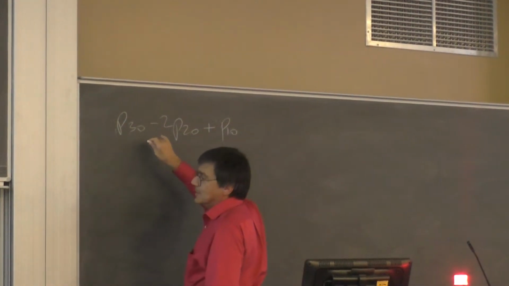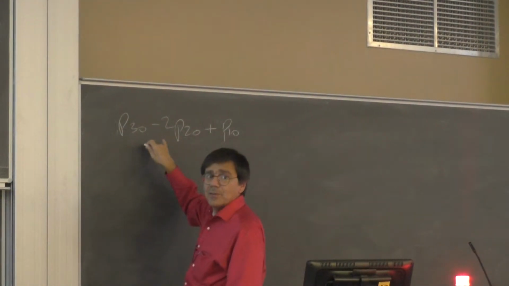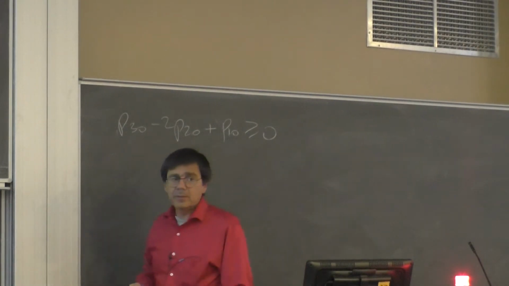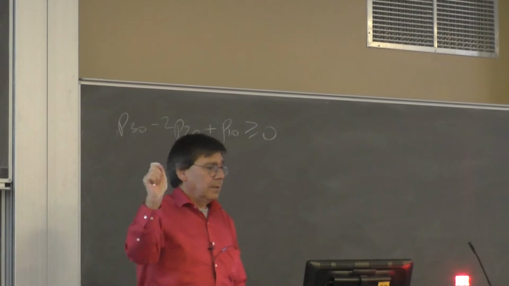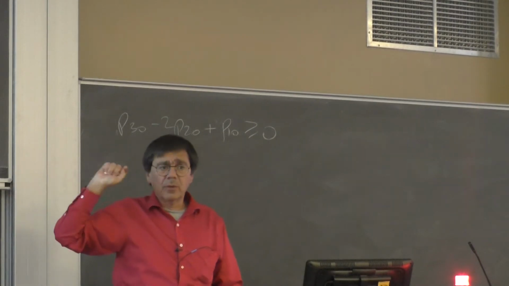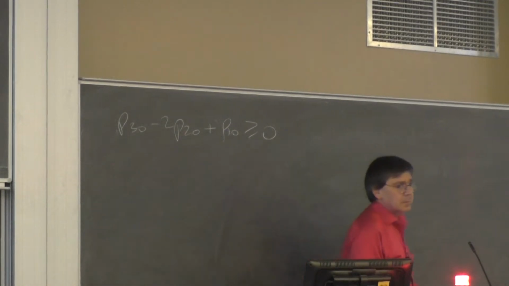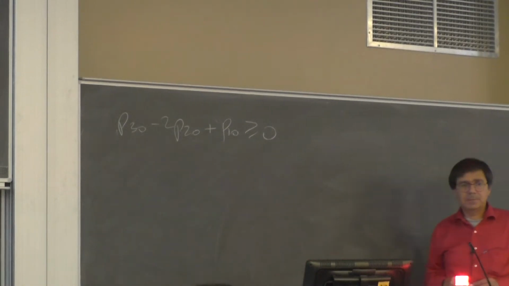And what do I know about this? This is another way of writing the price of the portfolio now. This is greater or equal to 0. Right? You rearrange that and you get this inequality. Is this making sense?